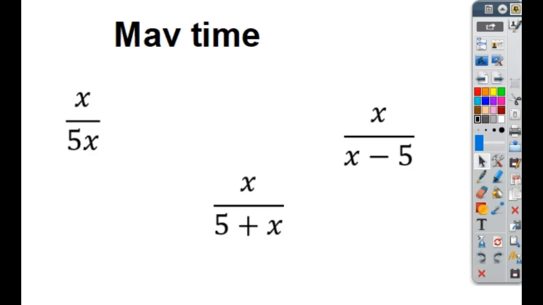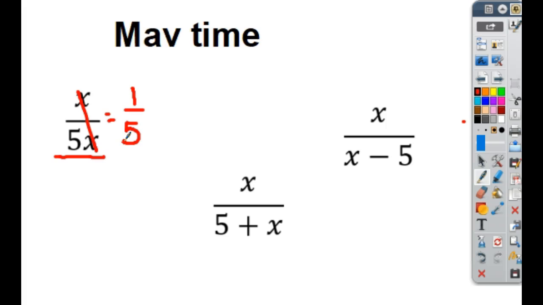This is some examples for Math Time, February 15th. We are going to be simplifying rational expressions. These are called rational expressions because they look like fractions. And so you can simplify in a problem like this by canceling the x's. And so this would simplify to 1 over 5.